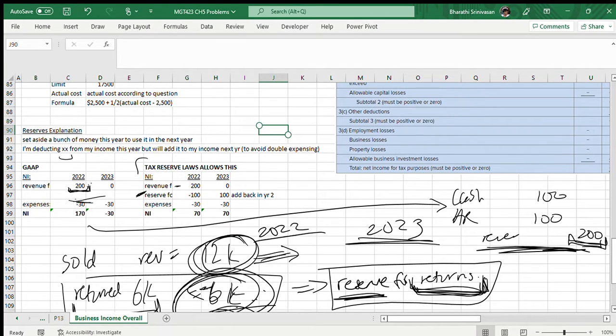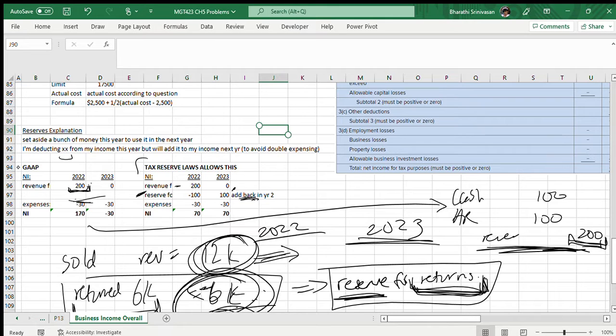We have this reserve for a payment that I'm going to receive in the future, and I'm going to subtract today's revenue by $100 to make up for that. And the next year, I'm going to be adding it back to show that next year is when I'm going to be getting the rest of that income.